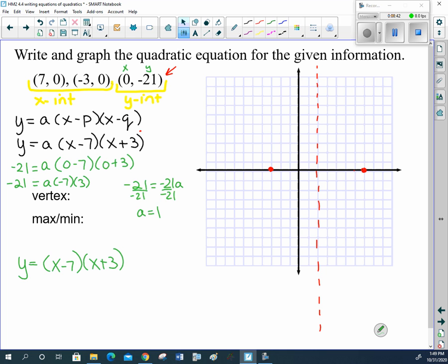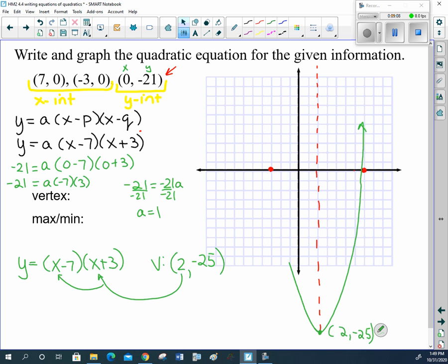Now I can find my vertex using my axis of symmetry, because now I can plug the 2 in over here to figure out what the y value is. That's going to be a negative 25. So my vertex, once again, is off my graph paper: 2, negative 25. I'll just go ahead and sketch that in. Remember, try to make it curved down at the bottom, not pointed. And there's our parabola. Here's our vertex, 2, negative 25. That happens to be a min. And we've answered every question that it asked us to do.